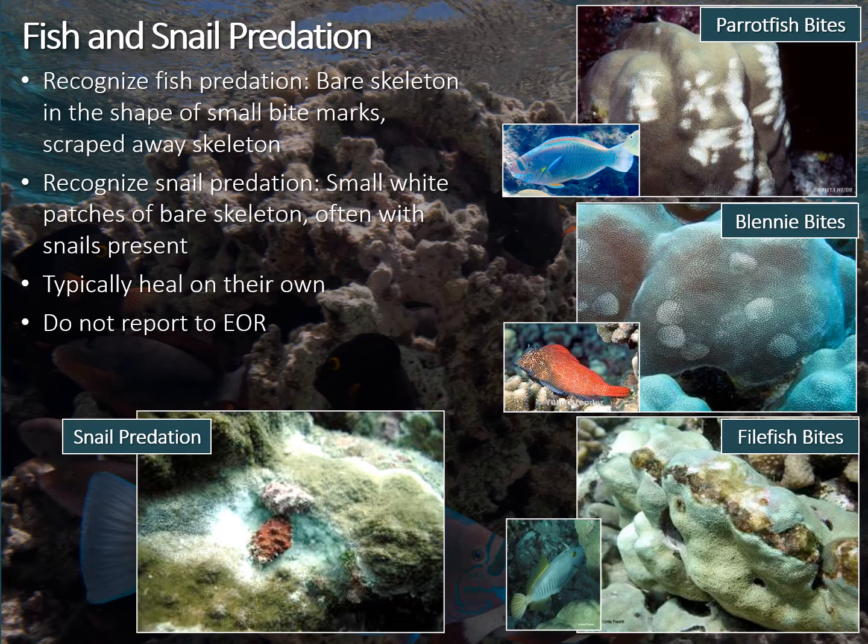Small patches of bare coral skeleton without obvious signs of disease might also be predation from certain types of snails. In this case, you will be able to see the snails at the predation site or nearby in protected areas of the corals. Both fish and snail feeding scars typically heal on their own and do not need to be reported.